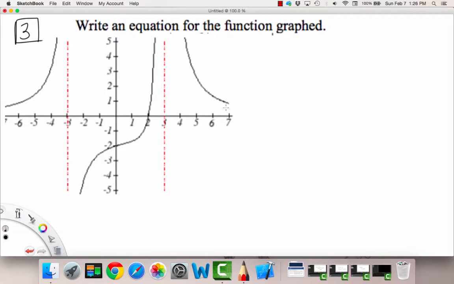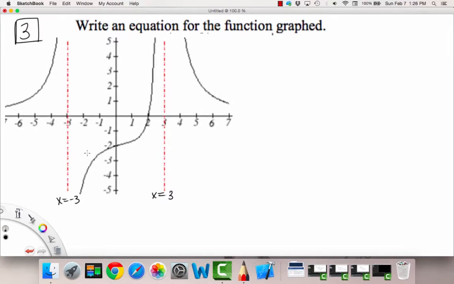Okay, last but not least, number 3, we're going to write an equation for the function graph. This is very similar to question number 2, except here we're going to be reading from a graph instead, and then deriving a formula or an equation for our function. The first thing is the red lines indicate vertical asymptotes. We have one at x equals -3 and one at x equals +3.